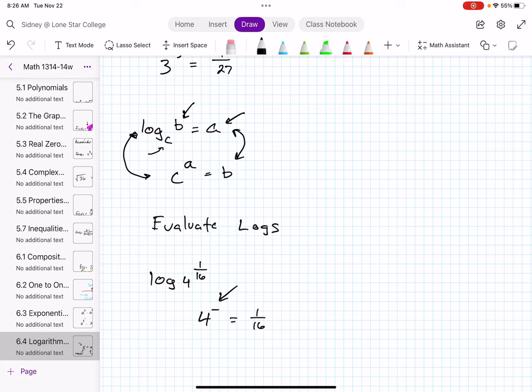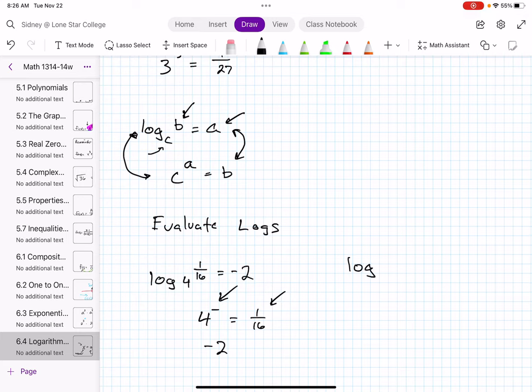Well, hopefully, since this is a reciprocal, it's in fraction form, hopefully that tells you that it's going to be negative. And the relationship between 4 and 16 is it's squared, so -2. So log base 4 of 1/16 is -2.